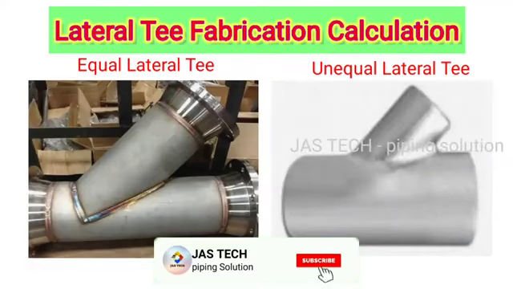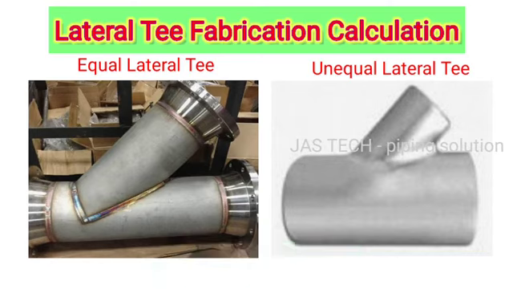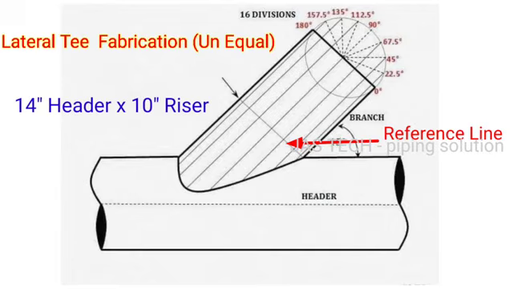Today our topic is lateral fabrication calculation. Two types of lateral are available: one is equal lateral, another one is unequal lateral. Our sample is an unequal lateral with a 14-inch header and a 10-inch riser or branch.